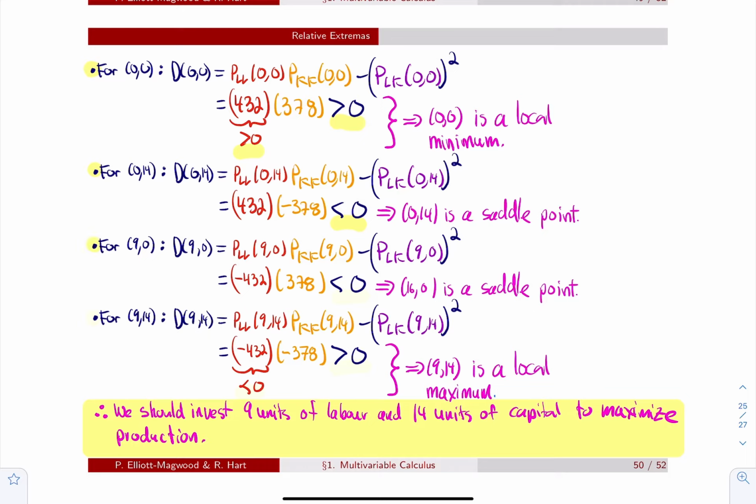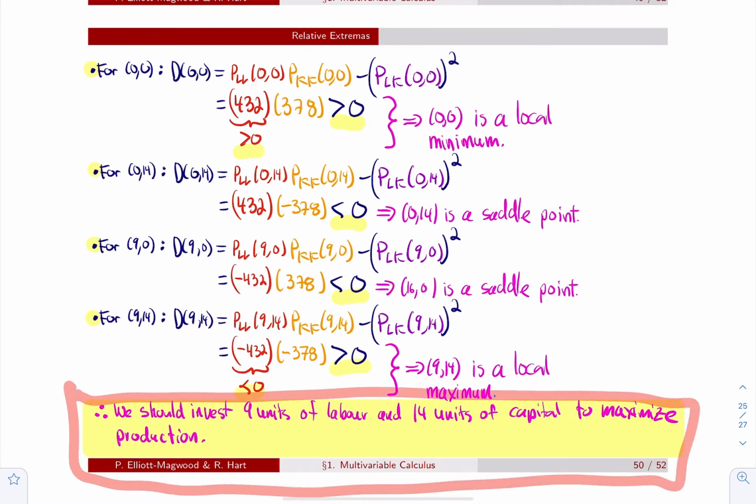For (9, 0), you're also going to get a D number that is negative, so again a saddle point. And for (9, 14), if you compute the D number, it's going to be strictly bigger than 0, and F_LL is going to be strictly less than 0. So now you have a local maximum, and this is the one we were looking for. If you invest 9 units of labor and 14 units of capital, you're going to maximize production.